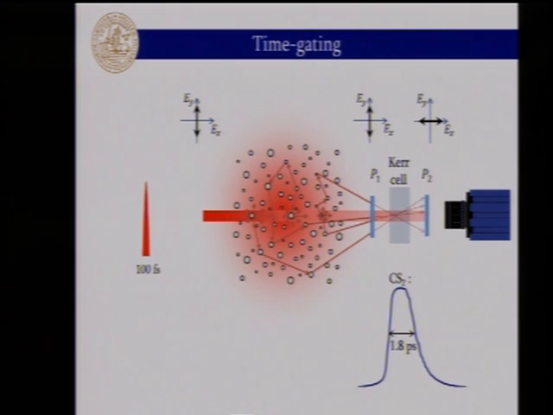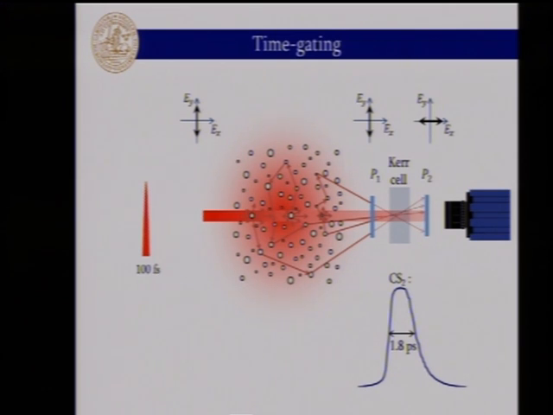So how do you do that? Because now you have to gate light, and this has to be on a very short time scale. Usually the pulse used is 100 femtoseconds, and the best gate would be a gate of 100 femtoseconds. But this is not possible yet, and usually what people use is a Kerr medium, where you can have a gating around 1.8 picoseconds. So how does such a gate work?